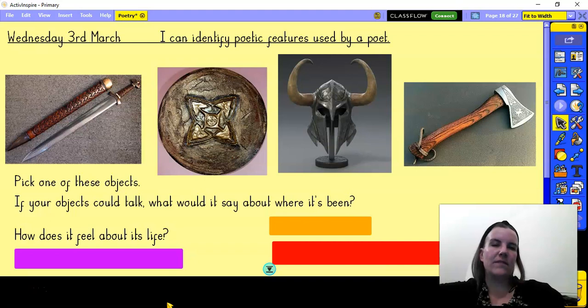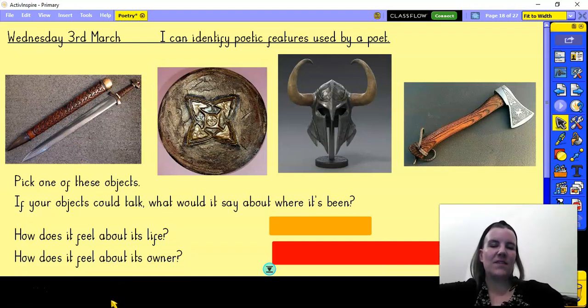The things that it might have done in its lifetime, how might it feel? Okay, I'm thinking about a sword as the one that I'm going to pick, and I think a sword might feel a little bit guilty, perhaps, for the things that it's done, the tears that it might have caused, the troubles that it might have caused in its lifetime.